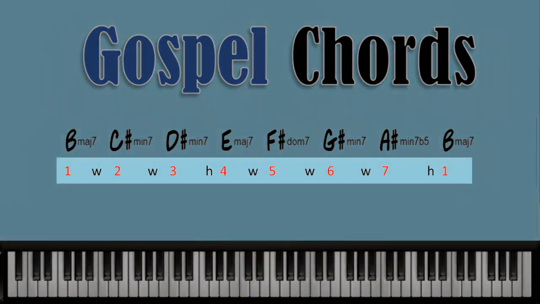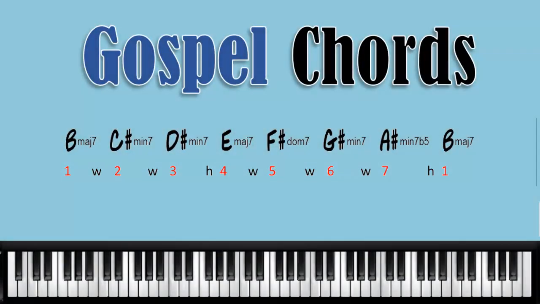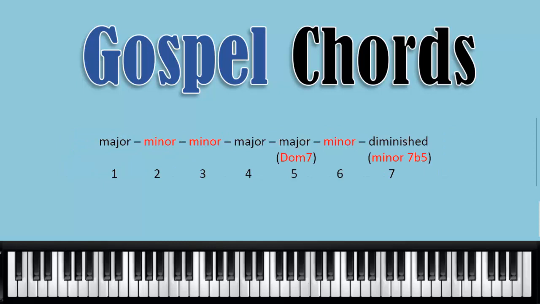So we also have another piece of information. We know that B is the 1, C sharp is the 2, D sharp is 3, E is 4, F sharp 5, G sharp 6, A sharp 7, and B 1. Now, this may seem very basic and simple, but those 3 pieces of information are going to help guide you when you're looking at your chord progressions and give you information on where you can go with the chord progression, which chords you can use in the chord progression.